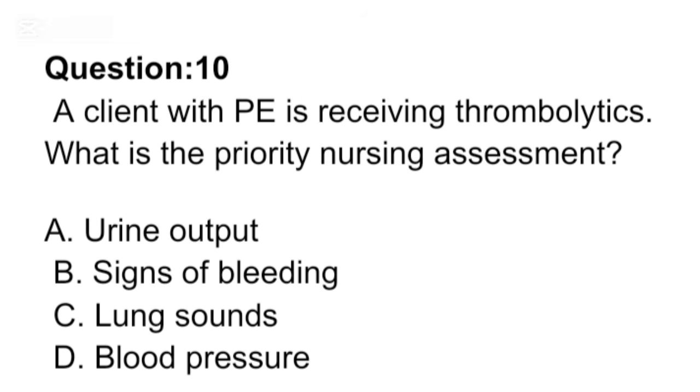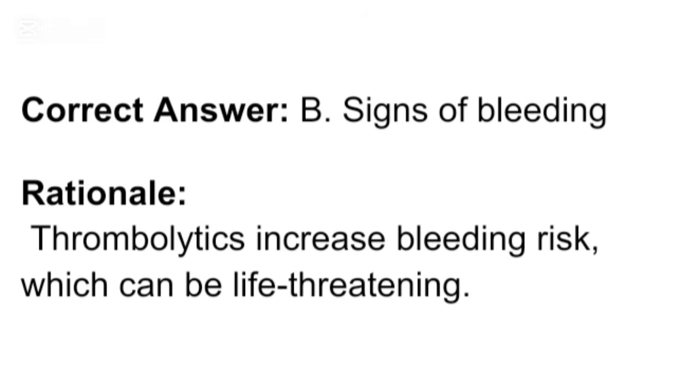Question 10. A client with PE is receiving thrombolytics. What is the priority nursing assessment? A. Urine output. B. Signs of bleeding. C. Lung sounds. D. Blood pressure. Correct answer, B. Signs of bleeding. Rationale. Thrombolytics increase bleeding risk, which can be life-threatening.